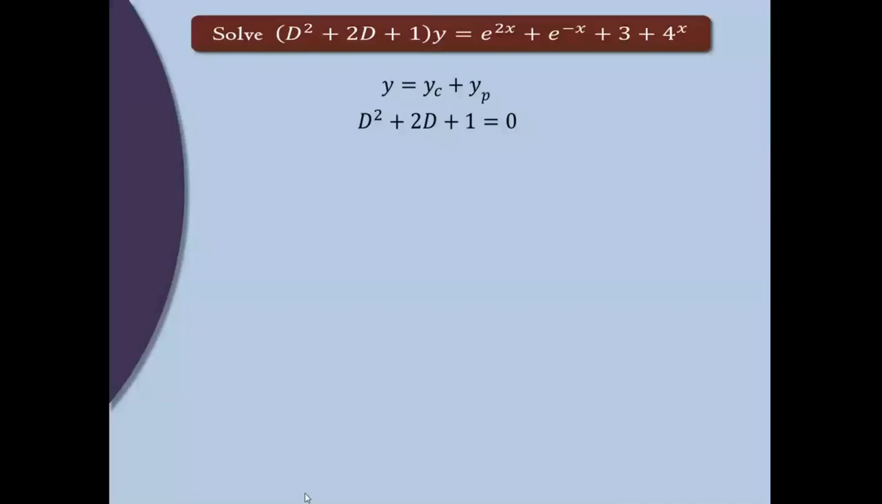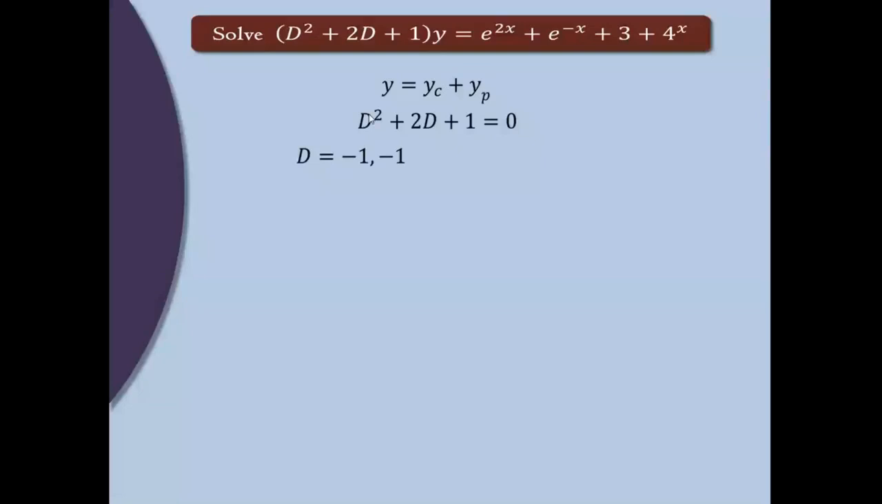You can use a calculator or directly get the factors. It is nothing but (d plus 1) whole square. d square plus 2d plus 1 is nothing but (d plus 1) whole square. Equate it to 0. We get d plus 1 equal to 0 two times because the square is there. So d equal to minus 1, minus 1. Square is there, so we get two roots.